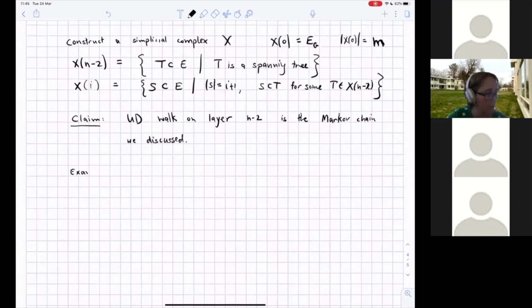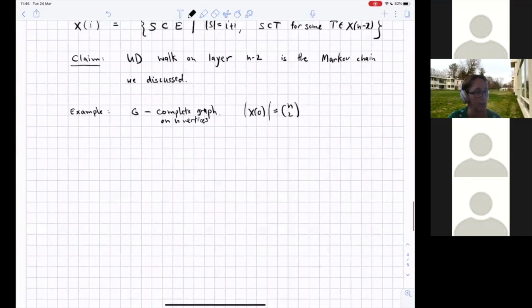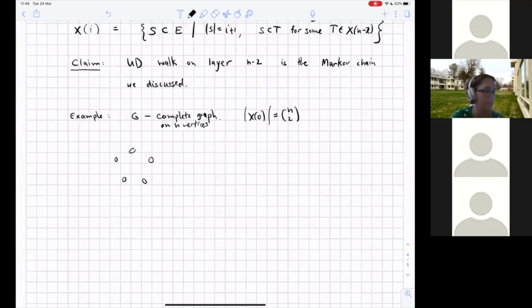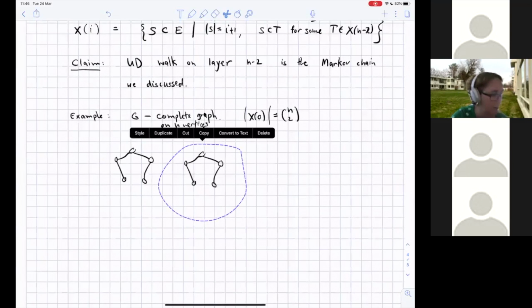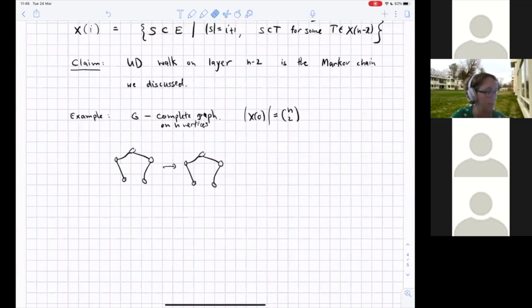So, example, suppose G is the complete graph on n vertices. Okay, so then X0 has size n choose 2, because there are n choose 2 elements. And what does the random walk look like? Suppose n is 5. So I have some spanning tree like this. Maybe I can copy it like this. After one step, I erase one of the edges. Okay, erased it. And now I add some other edge. So maybe I add this one. Okay, so that was one step.